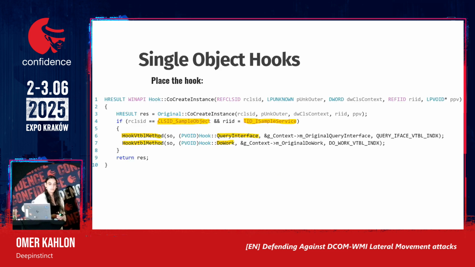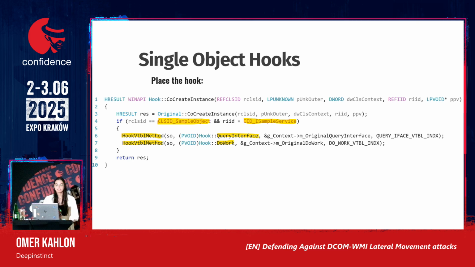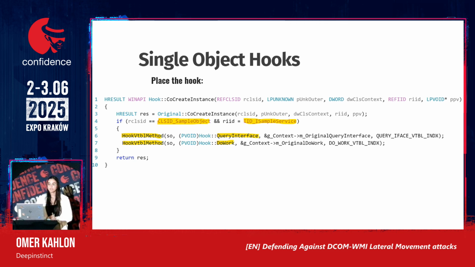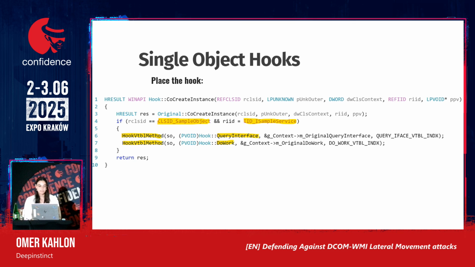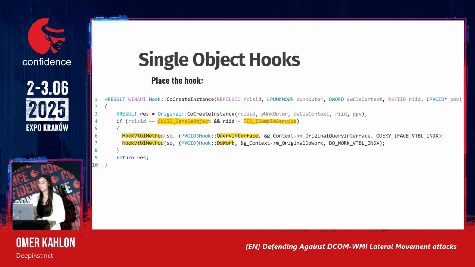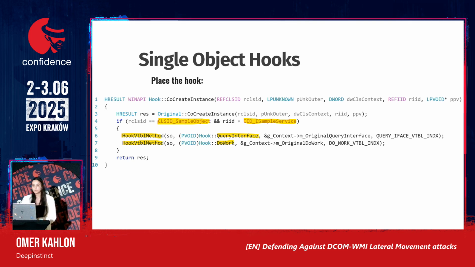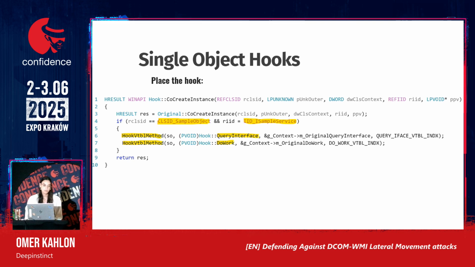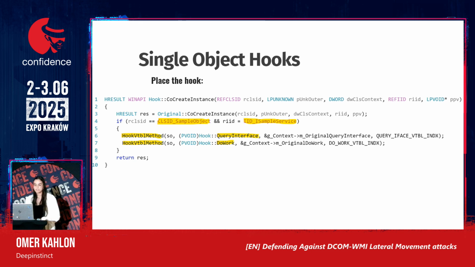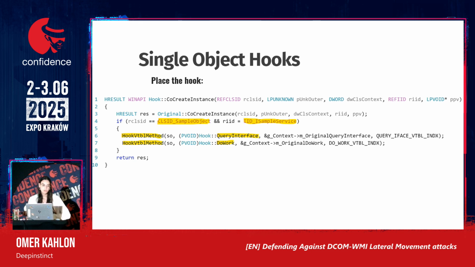So this is the hook we place inside CoCreateInstance and CoCreateInstanceEx, and every time there is a call to one of these functions, first, we start by creating the requested object and saving the result. Then we continue to check the CLSID and IID parameters against the CLSID of the sample object and the IID of the sample service, which represent the specific COM object we are looking for. And if they both match, we proceed to hook the desired function. In this example, we want to hook the QueryInterface method and the DoWork method. And as you can see, it's done using the HookVtableMethod function.